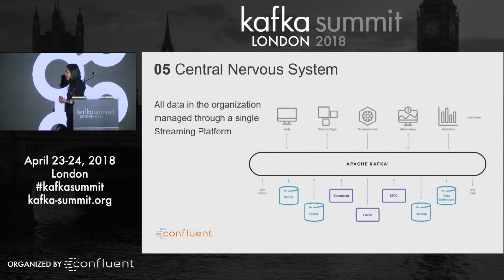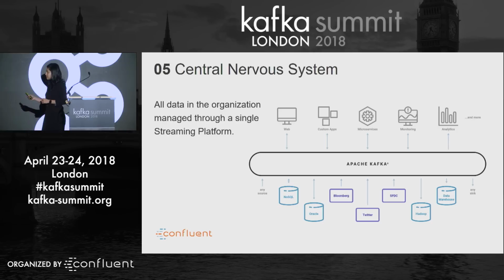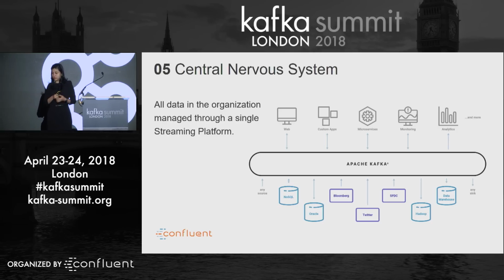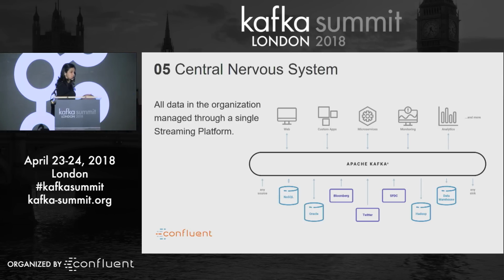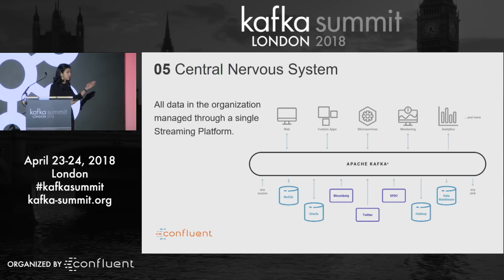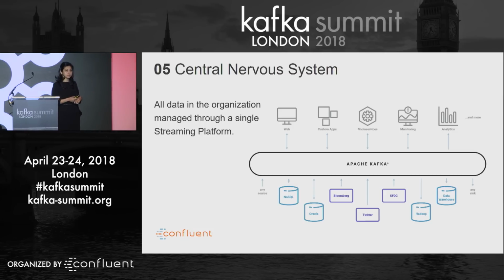Moving on and coming to the most evolved stage a business can be in on this streaming adoption journey, this is the central nervous system stage. This is the stage your business gets much closer to what I call the digital natives. In this stage, you have a central nervous system. It's powered by a streaming platform, and all the data in the organization is managed through this single streaming platform.